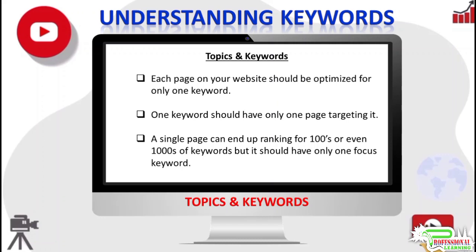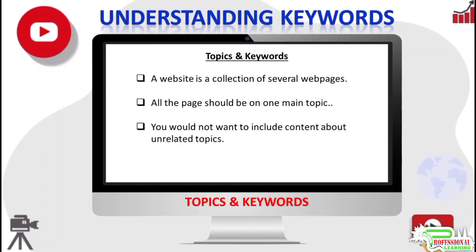A website is a collection of several web pages. All of the pages on the website should be on one main topic as far as possible. You would not want to include content about unrelated topics on a website. For instance, a website should not have content on unrelated topics, for example, coffee makers, auto insurance, laptops, and gaming chairs.